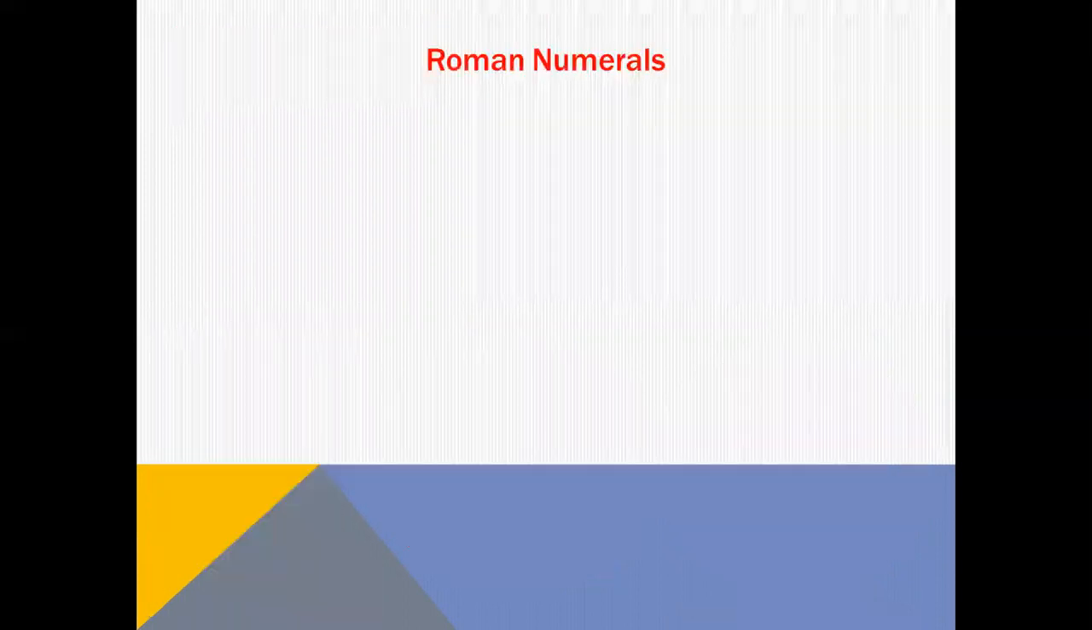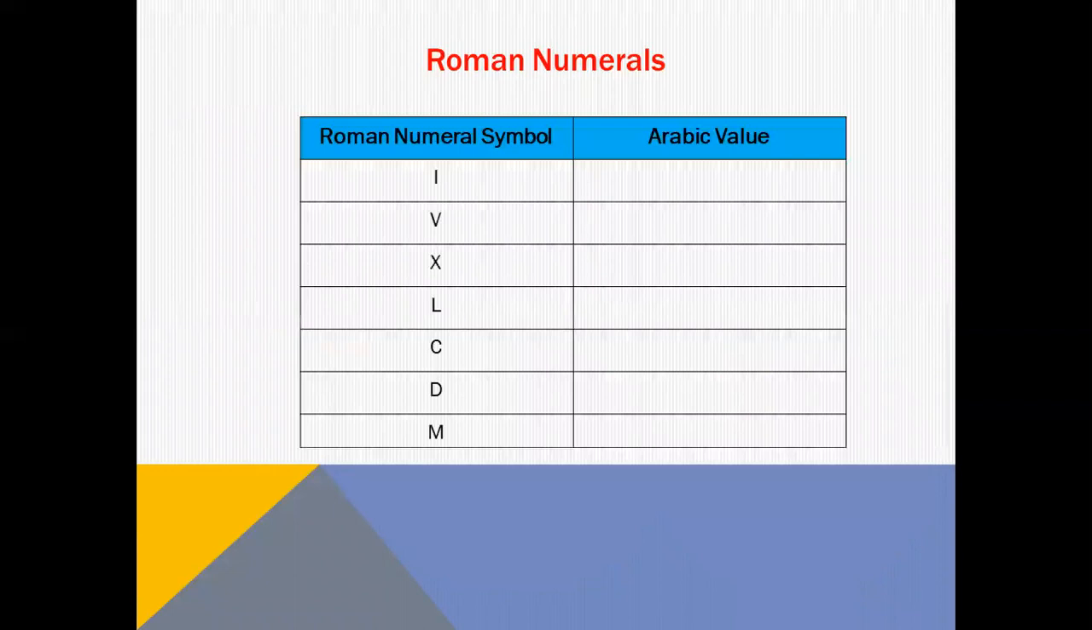The Roman numeral system uses only 7 symbols that are I, V, X, L, C, D and M. I represents 1, V represents 5, X is 10, L is 50, C is 100, D is 500 and M is 1000. Different arrangements of these 7 symbols represent different numbers.